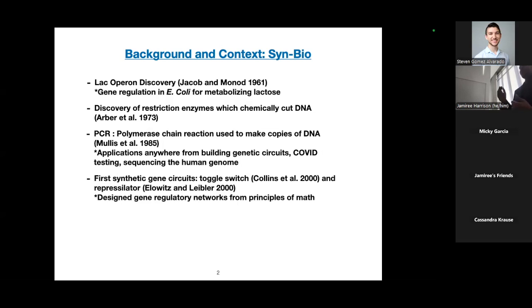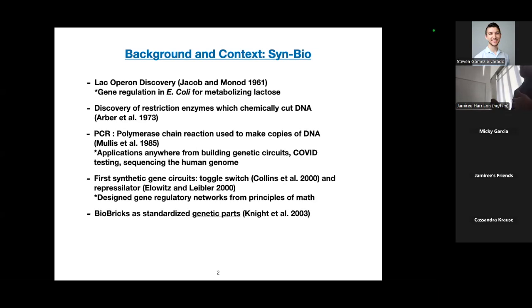And then the first synthetic genetic circuits, i.e. the toggle switch and the repressolator, came out in 2000. And these were designed gene regulatory networks that were founded from the principles of math. And that's essentially where our work sits right at the forefront of, because we basically expand on some of the genetic parts that go into these genetic circuits.